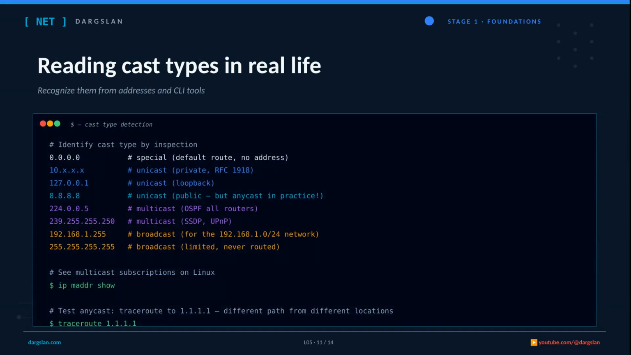Now that you know the four cast types in theory, let's learn to spot them in the wild. Just by looking at an address, you can usually tell 10. or 127. is unicast, 224 through 239 is multicast, and anything ending in all ones for its network, like 192.168.1.255 is broadcast. On Linux, ip maddr show reveals which multicast groups your machine has joined, and a traceroute to 1.1.1.1 from two different locations will quietly prove anycast is real.